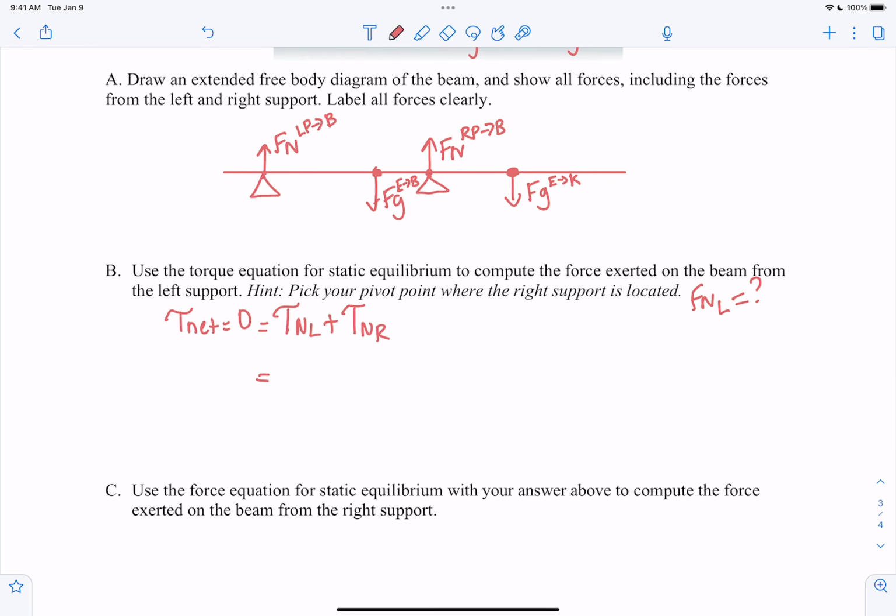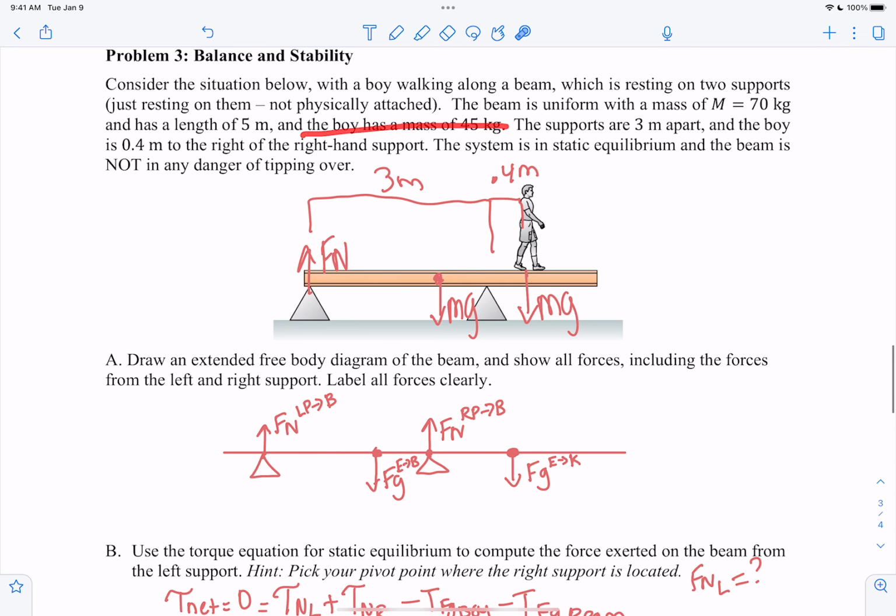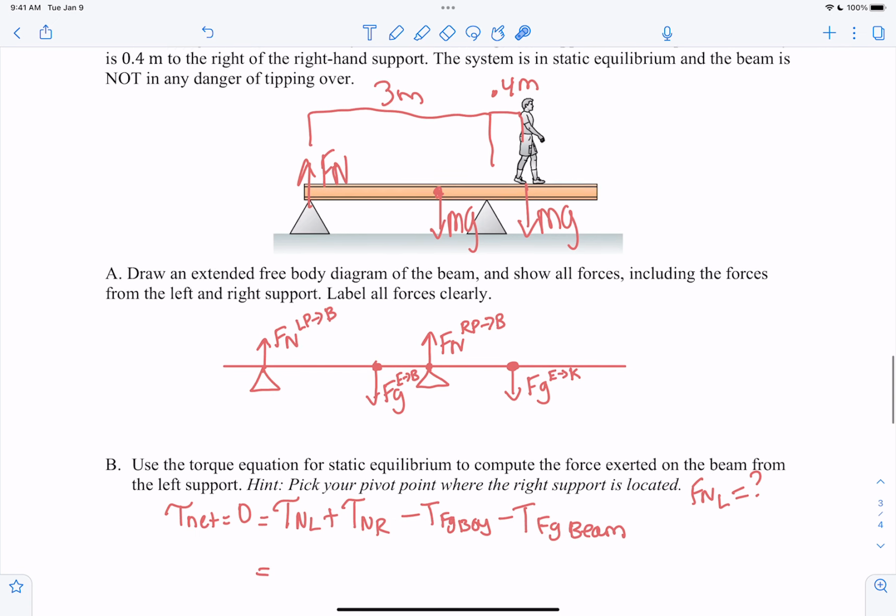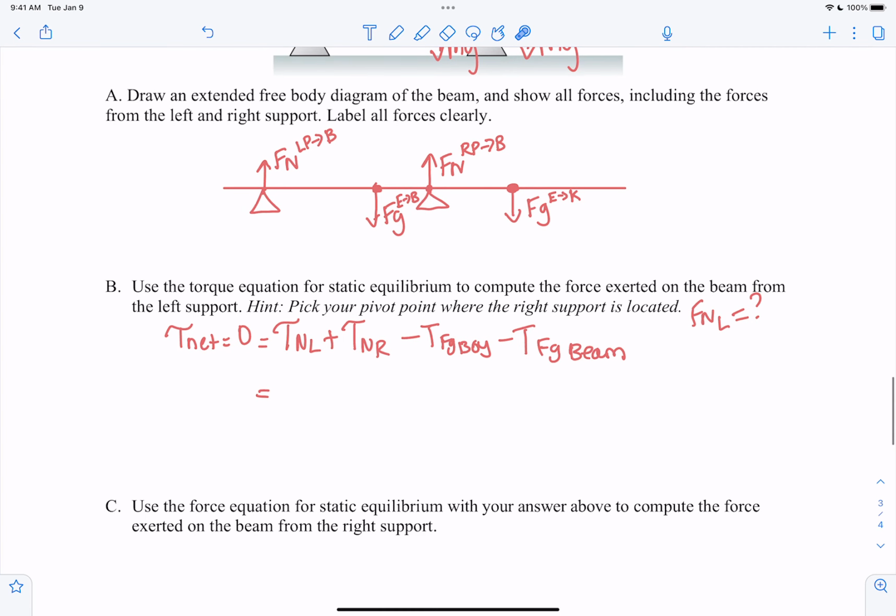Now, we have torque as well due to the gravity of the buoy. This should be minus, my bad. And then we have torque from the beam itself, right? The mass of the beam itself. Now, we can get these easily because we have the masses of both the buoy and the beam, right? We can just calculate force of gravity. And then we can figure this out here as well. Or at least that's what we're trying to figure out.